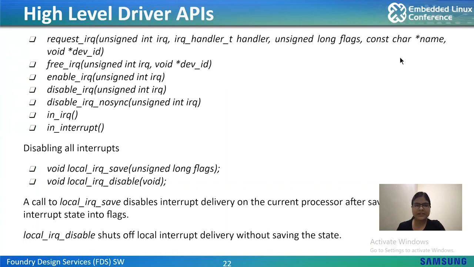The fourth parameter is the device name. These texts are associated with /proc/irq or /proc/interrupts for communication with user space. And finally, the fifth parameter is the device ID, which is particularly used for shared interrupts. We can pass NULL here if the line is not shared, but we must pass a unique device ID, which is used to differentiate between multiple handlers for a shared interrupt.